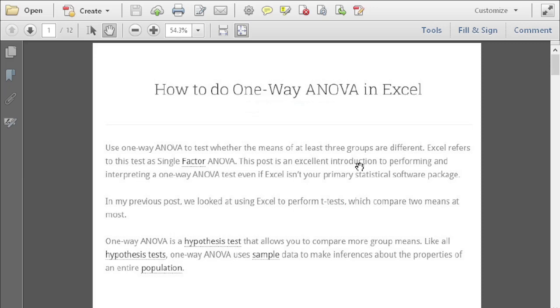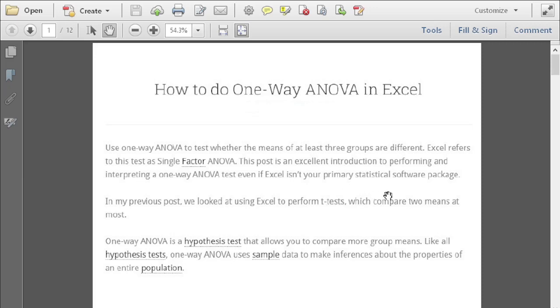First, use one-way ANOVA to test whether the means of at least three groups are different. Remember in our previous discussion about t-test, we use a t-test to test the significant difference between two means. But when talking about three or more, we're going to use ANOVA. ANOVA stands for Analysis of Variance. Excel refers to this test as single factor ANOVA.